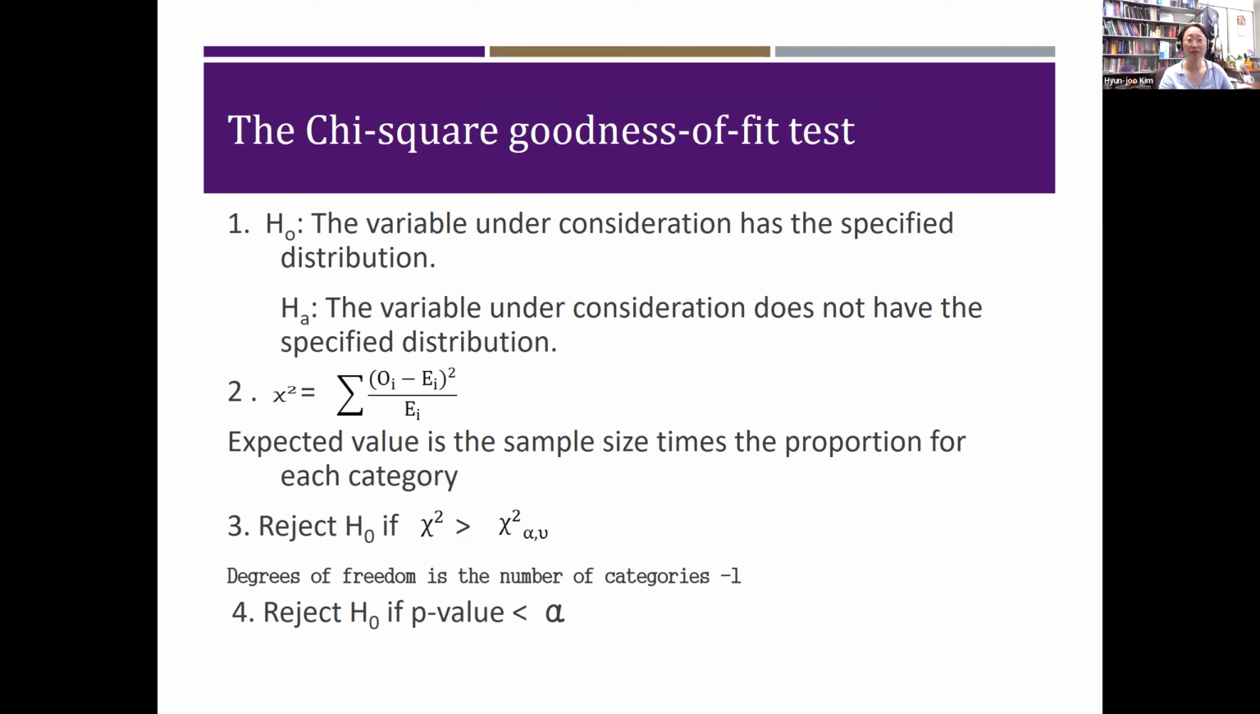The null hypothesis for the chi-square goodness of fit test is the variable has the specific distribution, and the alternative hypothesis is the variable does not follow the specific distribution. In our example, the null hypothesis is the hotline call category distribution follows 40, 25, 25, and 10%. And the alternative hypothesis is that the distribution does not follow 40, 25, 25, and 10%.